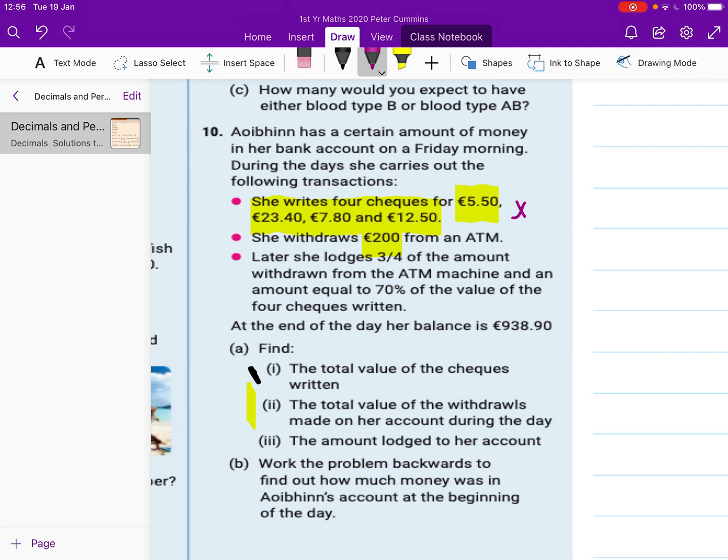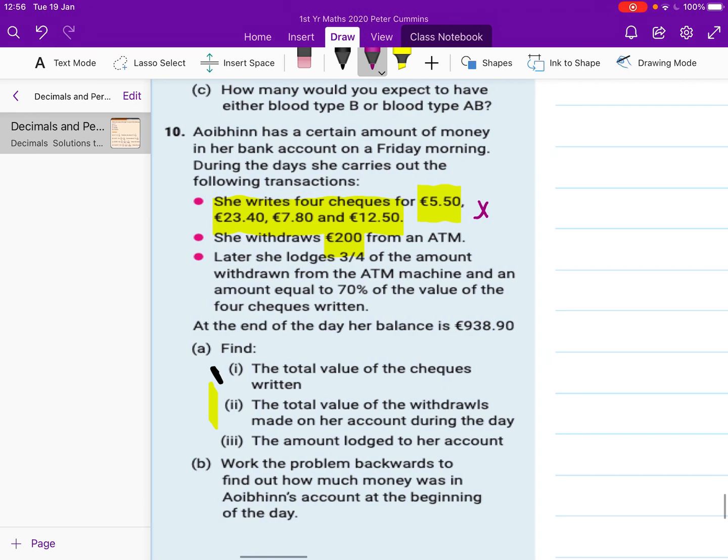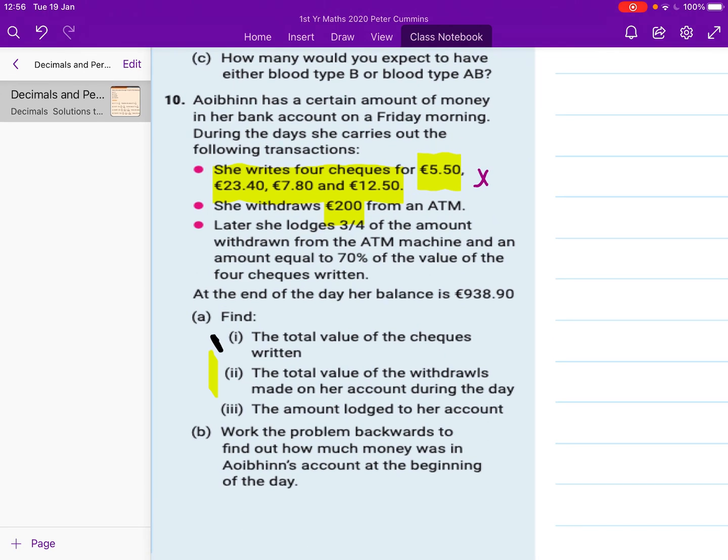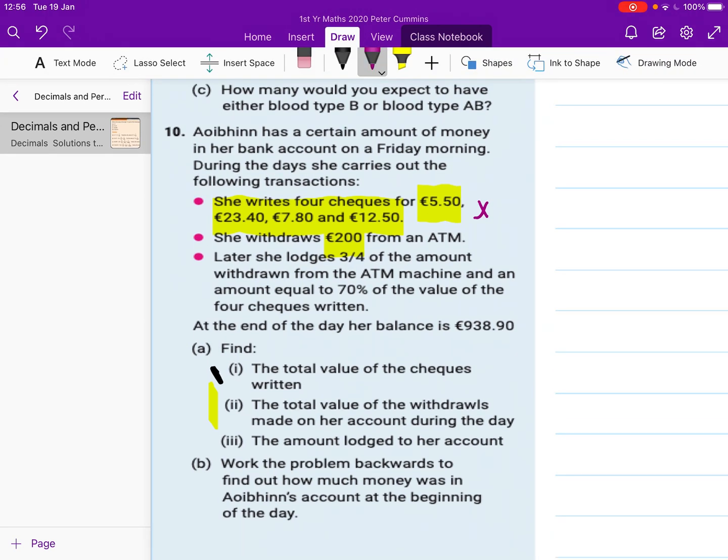Difficult part then, the amount lodged to her account. So how much did she lodge to her account? She lodged 2 amounts. She lodged 3/4 of the amount withdrawn from the ATM. So what we're going to have to do is get 3/4 multiplied by 200. That's going to give us some of it.